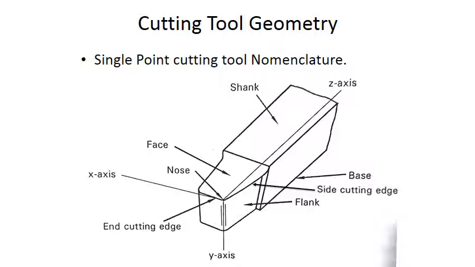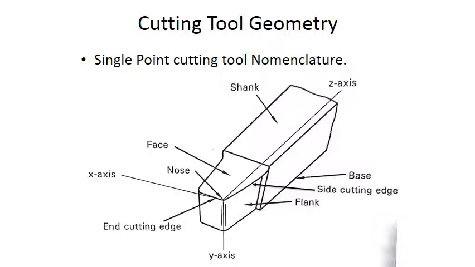What is shank? The main body of the cutting tool, and also the part of the tool that is gripped in the tool holder or tool post. That is the main function of the tool shank. Face is the top surface of the tool over which the chip flows during cutting. At the time of cutting, the chip is flowing over the face.